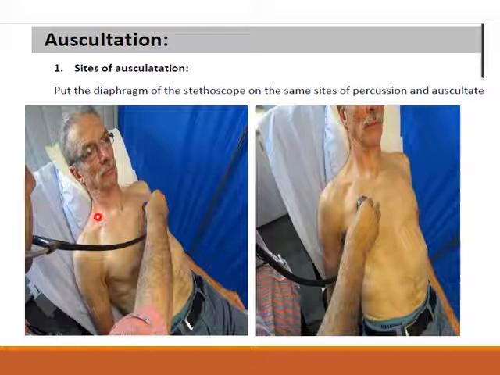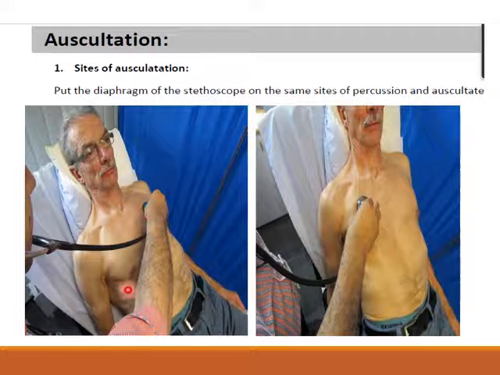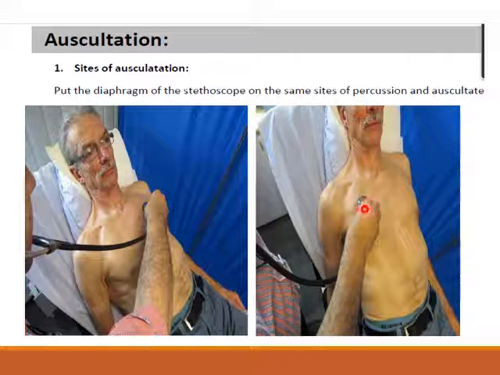So the sites of auscultation: we have the apex, which is the area above the clavicle, then the infraclavicular area, then the mammary area, then the inframammary area, then the upper axillary area, then the lower axillary area. As you notice here, the examiner first places the stethoscope, for example, in the right mammary area, then moves to the left mammary area. So don't auscultate all of the right and, after finishing the right, move to the left. No, every area you should compare to the same area on the opposite side.